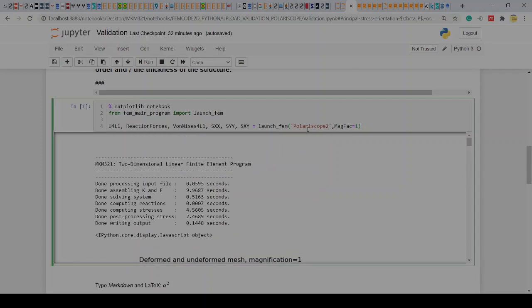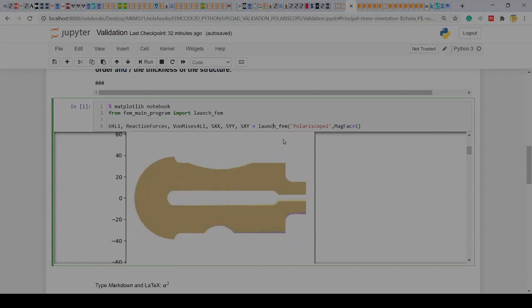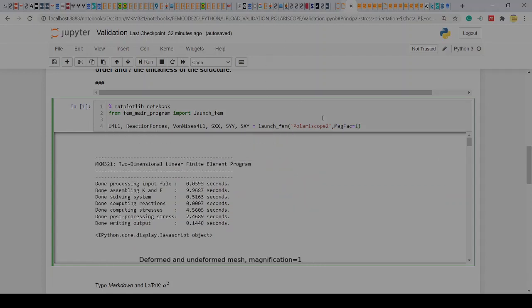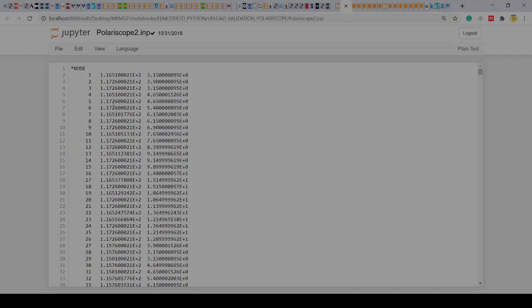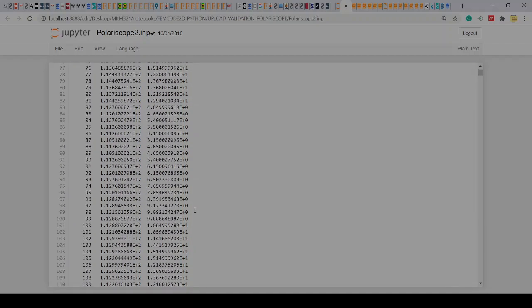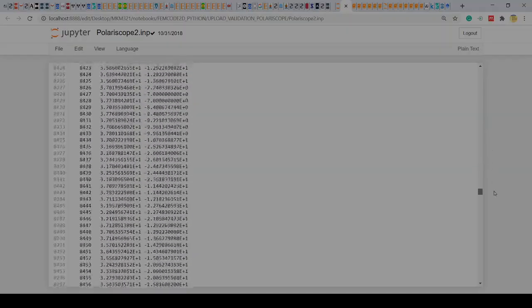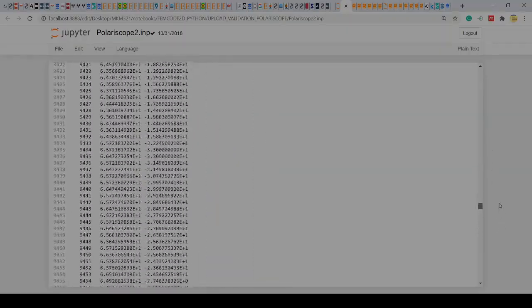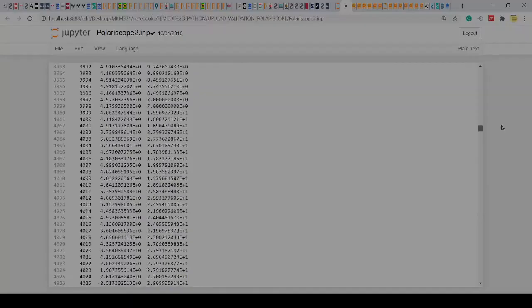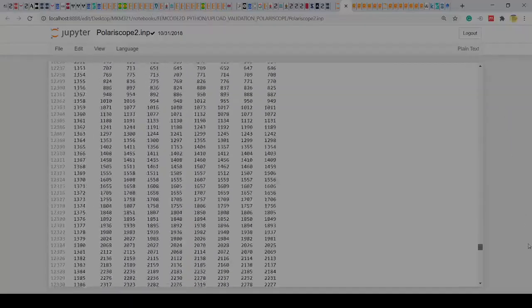So first off, we've got an input file, Polariscope 2. We get a magnification factor that I'm going to set to 1 using our LaunchFem program. Then we get some plots out. So let me open up this Polariscope 2 file first. You can just see more or less there is the nodal description for that. So these are just the nodes. So you can see quite a lot of nodes. So this is a model that has, and trust me, this was not done by hand.